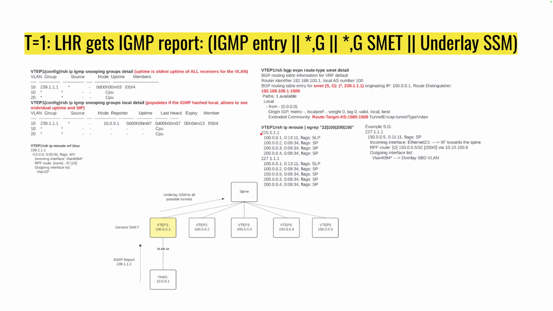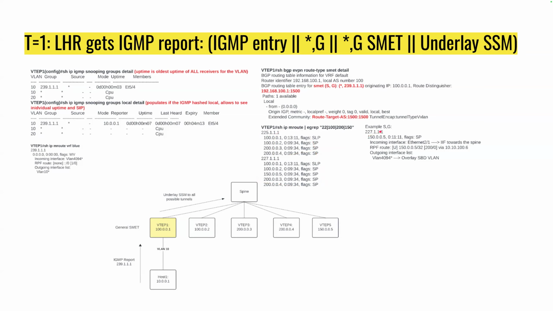So that is why we have also joined 225.111, which is advertised from VTEP 2, 100.0.0.2, VTEP 3, which is 200.0.0.3, and VTEP 4. If you remember, 225.111 was not advertised by VTEP 5. So that is why we are not joining 150.0.0.5, because this group is not advertised by them. So this is where the underlay joining happens.